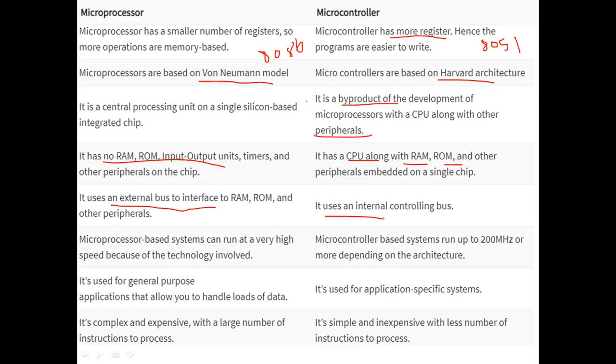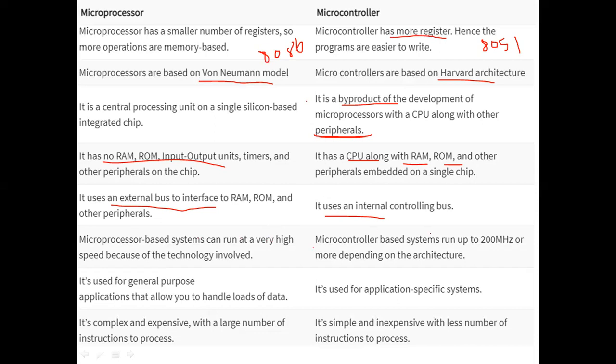A microcontroller uses an internal controlling bus because everything is built into a single chip, so all are internally connected. If you want, you can also connect external memories, but the proper structure of the microcontroller uses the internal controlling bus only. A microprocessor based system can run at very high speed because of the technology involved. Nowadays AI technology is involved with the microprocessor, and the quantum computing processor is the most advanced recent processor.